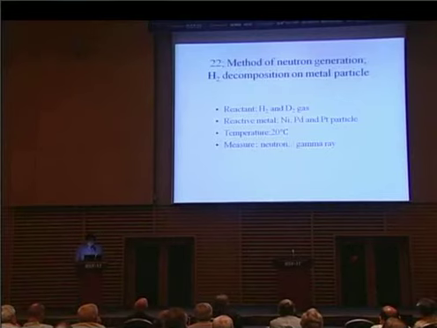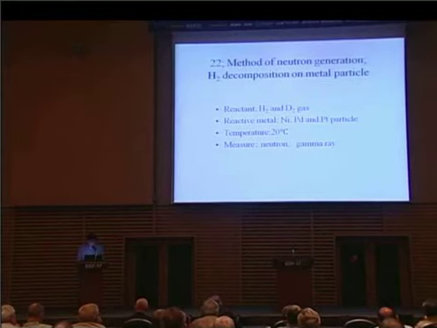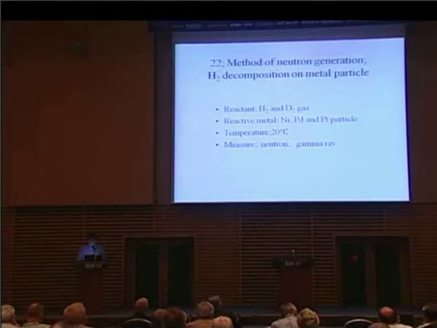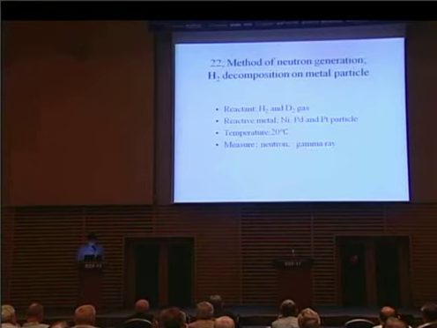I show another method to generate neutrons. We have used metal particles as reactive materials. In this experiment, nickel was used. The reactant was deuterium gas. The reaction gas was injected onto the reactive metal surface. Then we have confirmed the occurrence of a strong neutron emission.